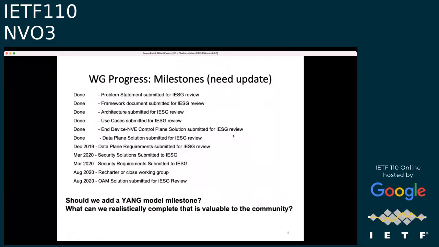So I think the approach should probably be that Sam and I will update the milestones and probably put a proposal to the list of what we believe needs to be completed before we can say that the working group is done.